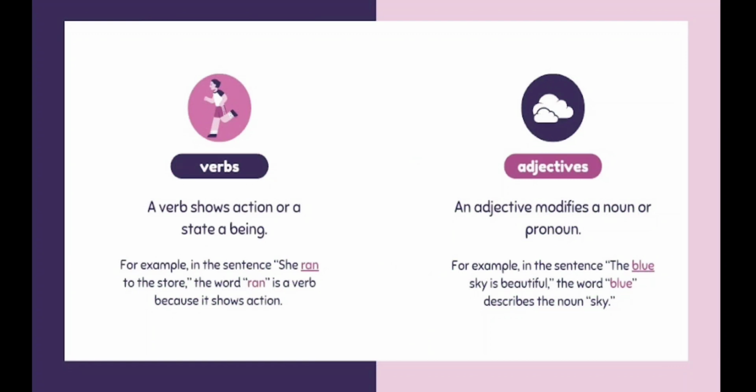Adjectives. An adjective modifies a noun or a pronoun. For example, in the sentence, the blue sky is beautiful, the word blue describes the noun. So when you try to describe something, for example, if I ask you to describe the place that you're sitting in, it may be calm, it may be yellow in color, or you can even tell me how many chairs are around. So when you describe something, it's an adjective.